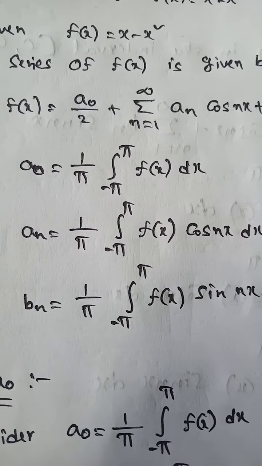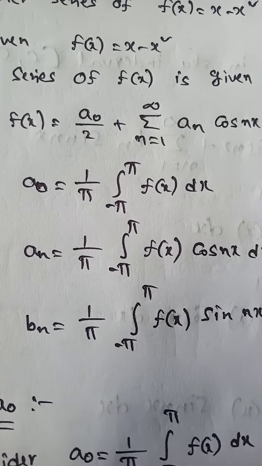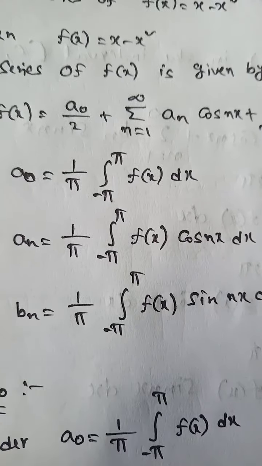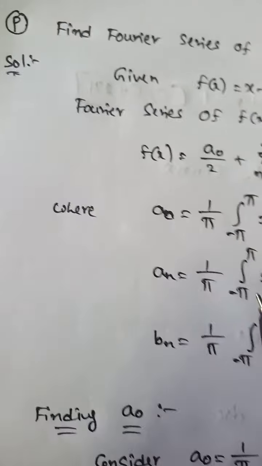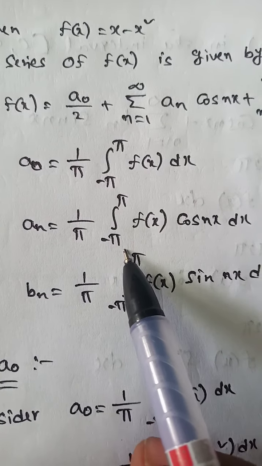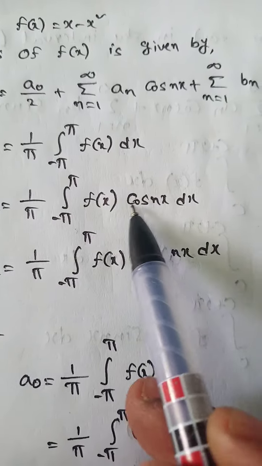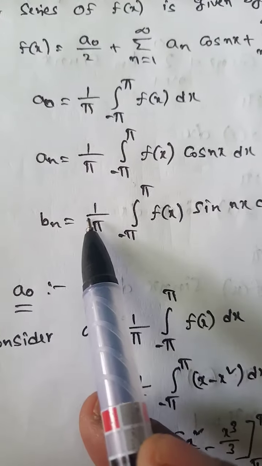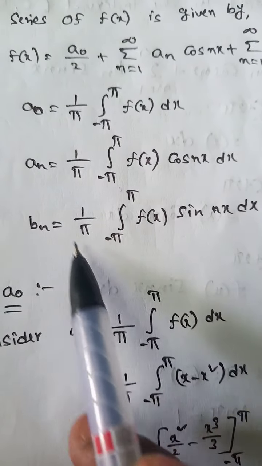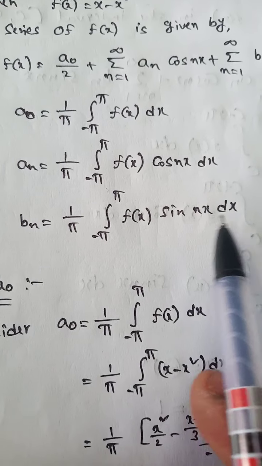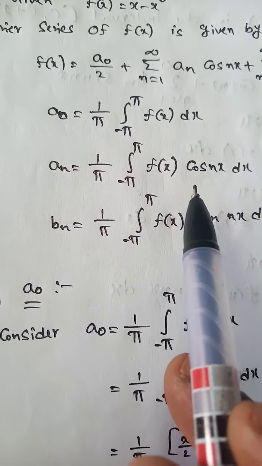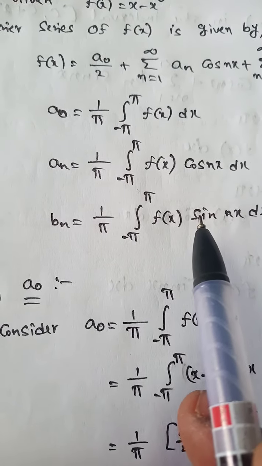The a naught formula is 1 by pi times the integral from minus pi to pi of f of x dx. a n equals 1 by pi times the integral from minus pi to pi of f of x into cos n x dx. b n equals 1 by pi times, don't forget to write this term, the integral from minus pi to pi of f of x into sin n x dx. In a n show cos, in b n show sin.